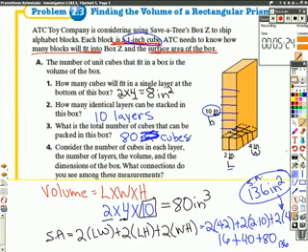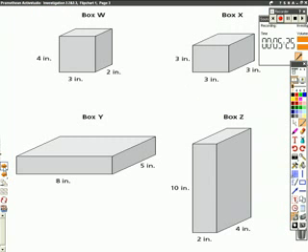Now, what you are going to be doing is you're going to be using this sheet, and you are going to do the exact same thing for box W, X, and Y. One little note, box Y, it left off the height. The height of this is 2 inches. If you look in the book, you'll basically see that, but if you don't have the book, you can just look right here, and I want you to do the same thing for box W, X, and Y.